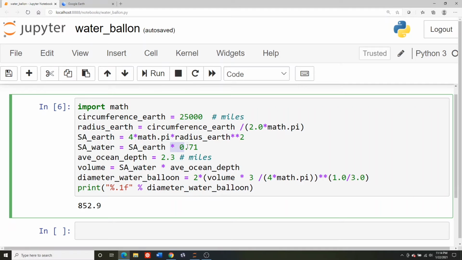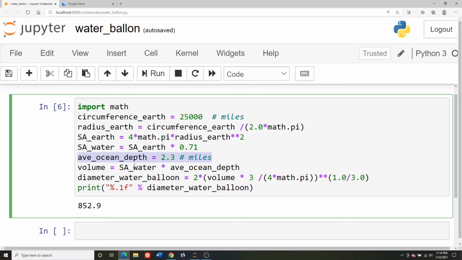And this is probably good to know, that about 71% of the planet is covered with ocean. So 71% of the surface area of the Earth is water. Now, I didn't know this. I had to look this up. What is the average ocean depth? Pretty deep, 2.3 miles, really deep. 12,000 feet is the average ocean depth.